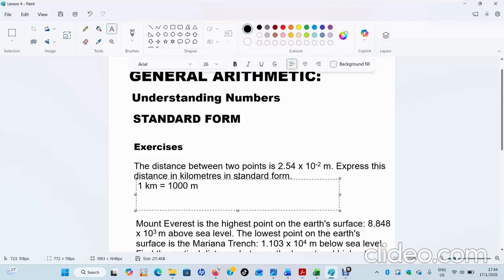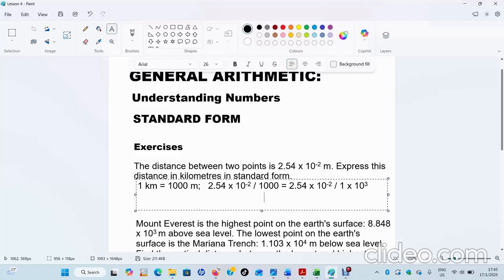We know that 1 kilometer is 1,000 meters. And we know that if we are given a distance in meters, if we want to convert it to kilometers, we simply divide it by 1,000. So that's what we are going to do here. We'll divide that number which is given in standard form by 1,000. But since we want to use numbers in standard form, let's also express that 1,000 in standard form. It becomes 1 times 10 to the power 3.